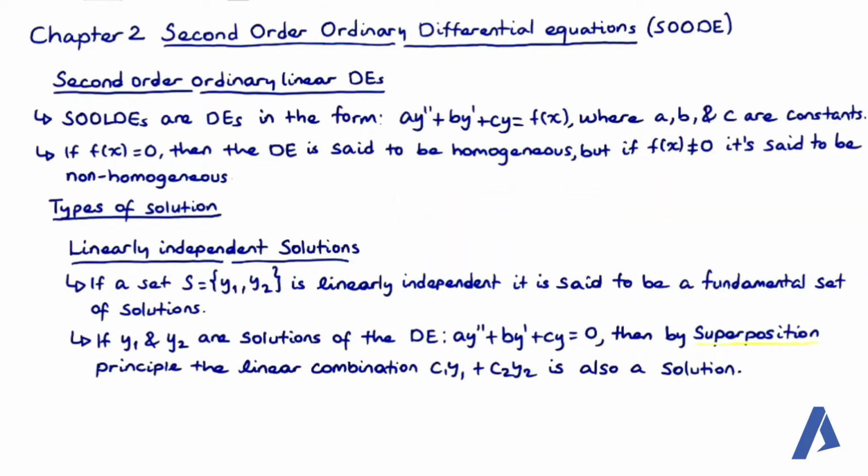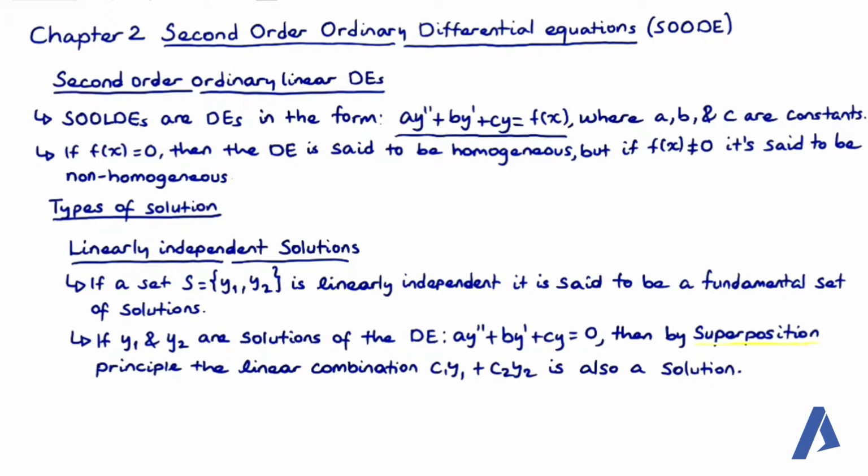በመቀጠል we look at the second chapter, which is second order ordinary differential equations. መጀመሪያ we look at the linear versions of these equations. ስለዚህ the second order ordinary linear differential equation general form በዚህ መንገድ ሊገለጽ ይችላል, which is ay double prime plus by prime plus cy is equal to f of x. እዚህ ጋር a, b እና c they are constants.